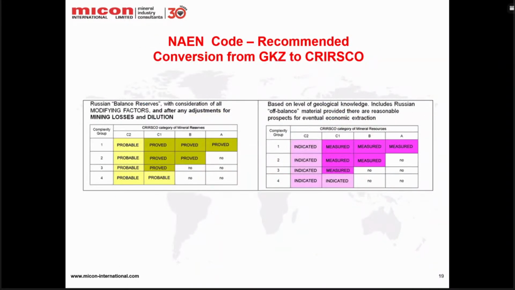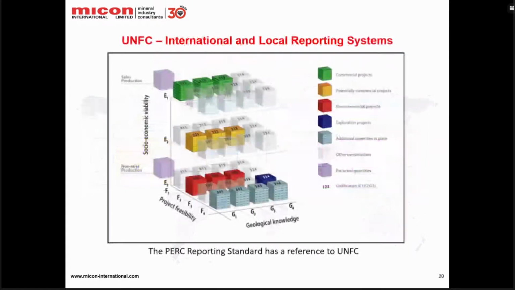So this is the recommended conversion from JKZ, Governmental Commission of Mineral Resources and Reserves, to CRIRSCO categories. Practically it is whatever I had in the previous slide, just a little bit more visual. And I mentioned that in Bulgaria and some other countries, people use the United Nations code.